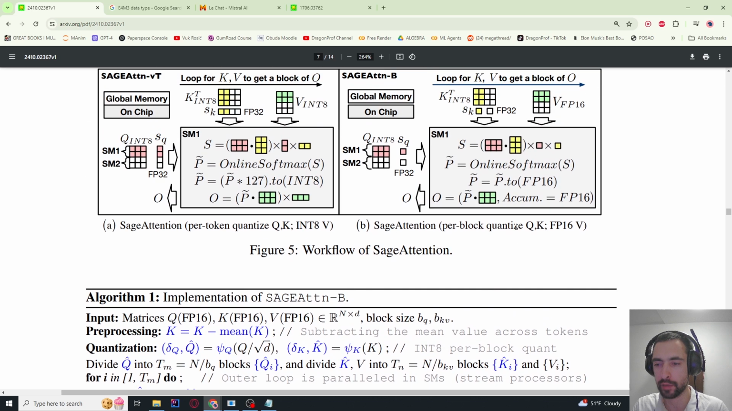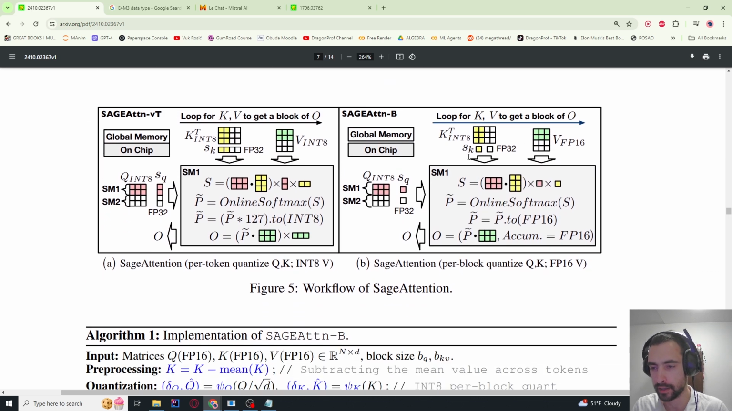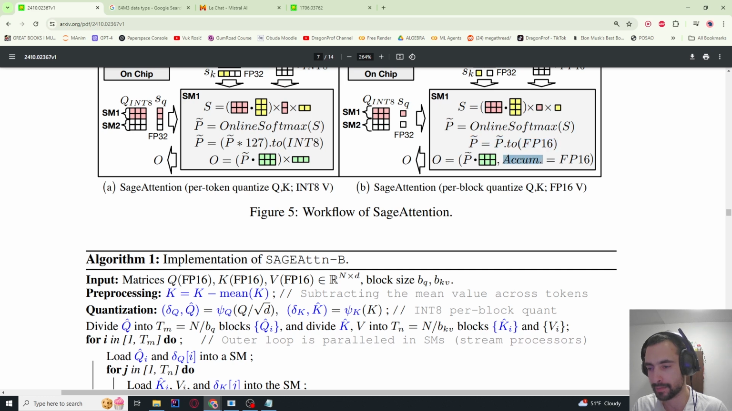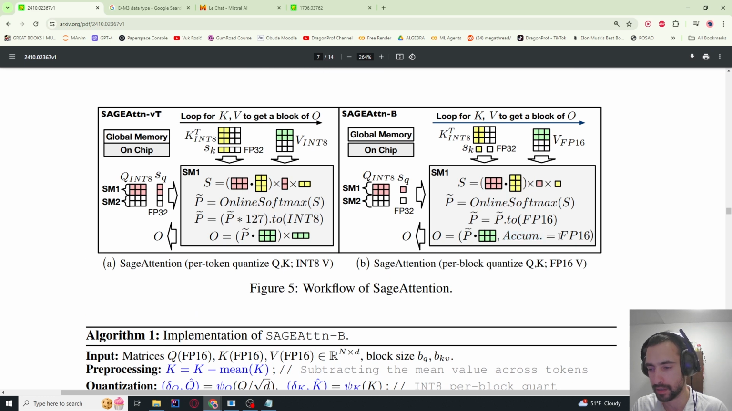If we go up a little bit, we can see the same thing drawn here. So here we calculate this S, which is basically Q quantized and blocked, times K, a matrix multiplication, and then scaling them back, and then online softmax, and then we convert back to FP16, and then accumulate one by one all of the blocks into FP16 into this output. So this P times the green thing is the values.